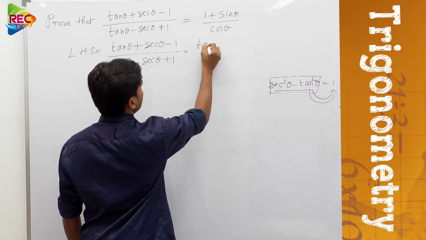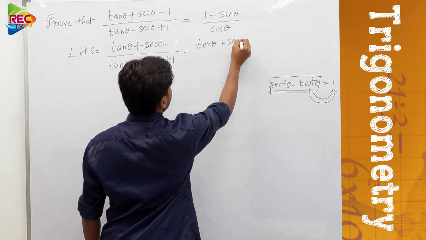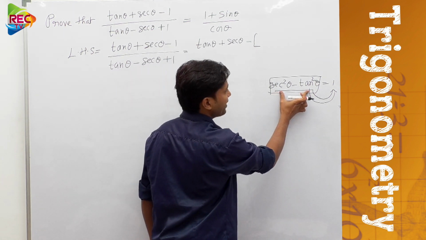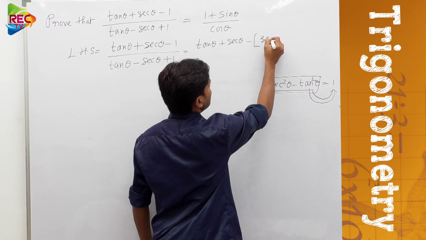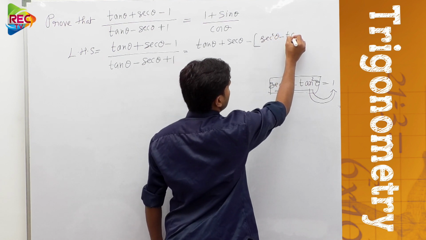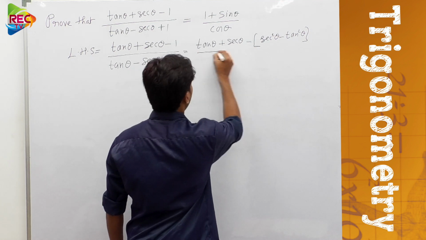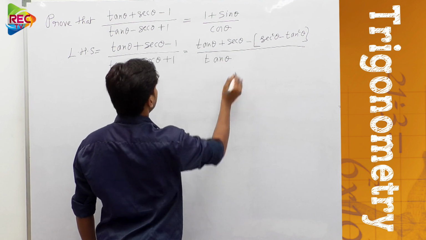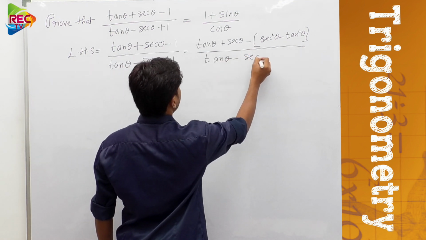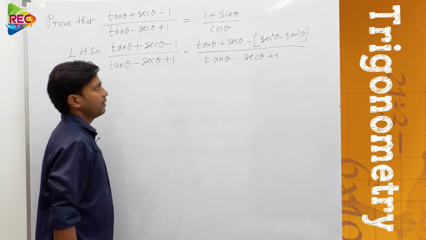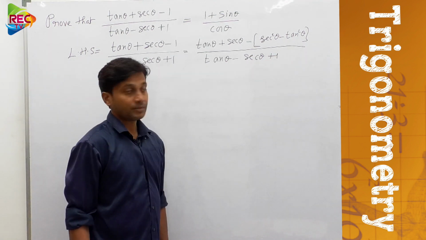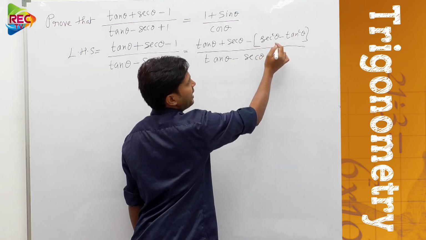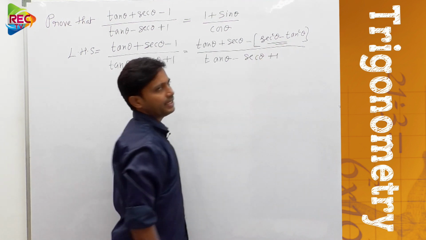Tan theta plus secant theta minus of, this is 1, no? In place of 1, what can we put? Secant square theta minus tan square theta, by tan theta minus secant theta plus 1. Now do one thing, don't touch the denominator, leave it as it is. Only do the adjustments in the numerator part, and that too only over here.